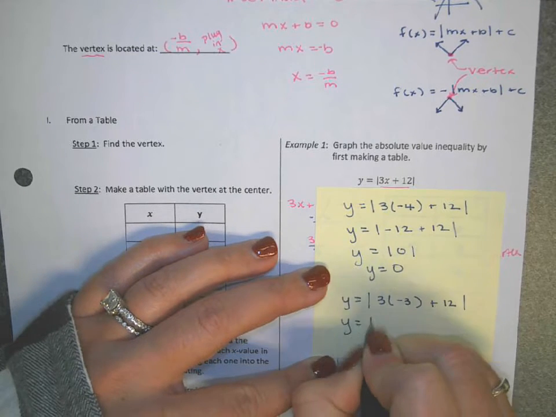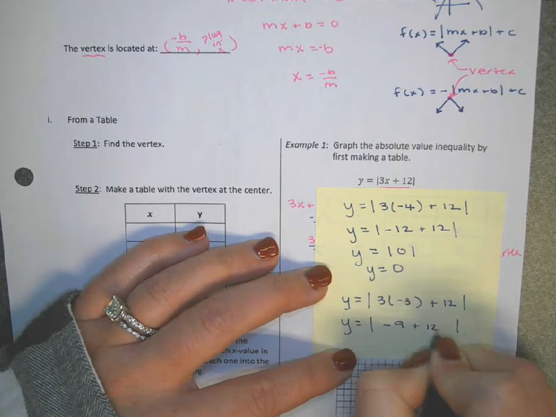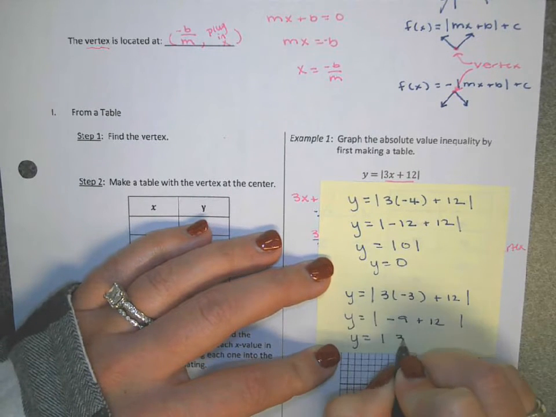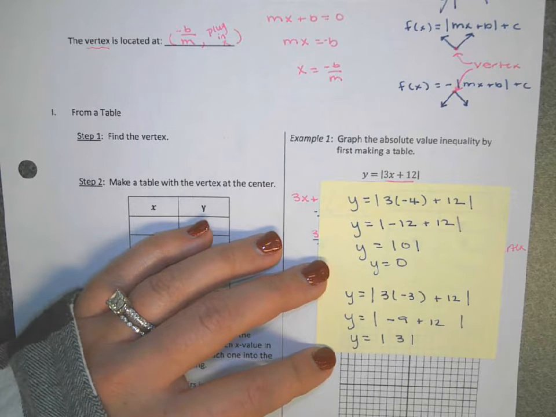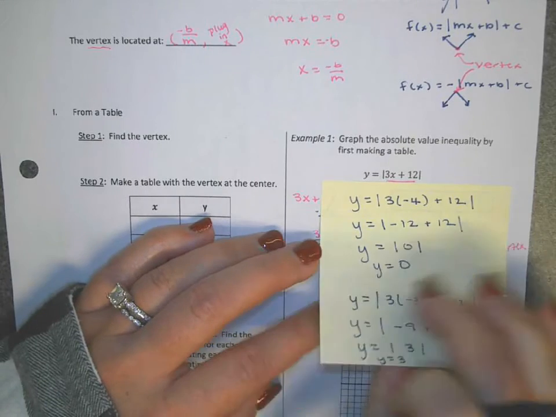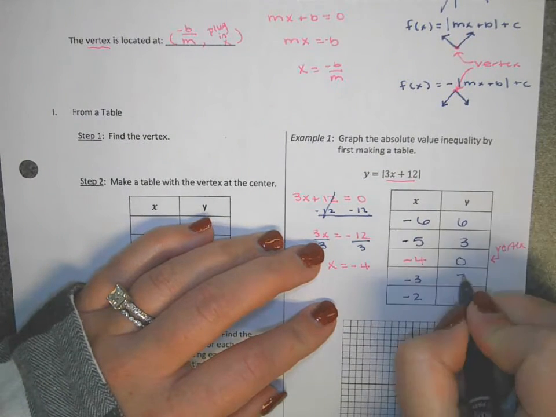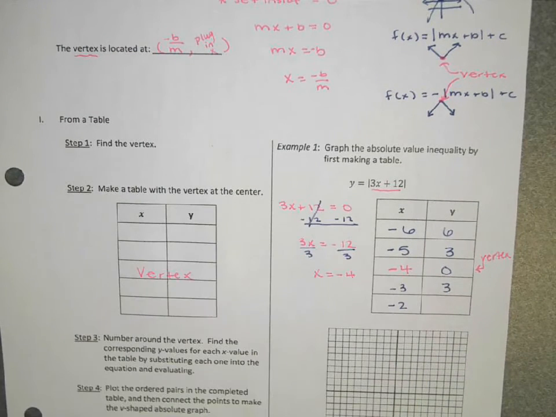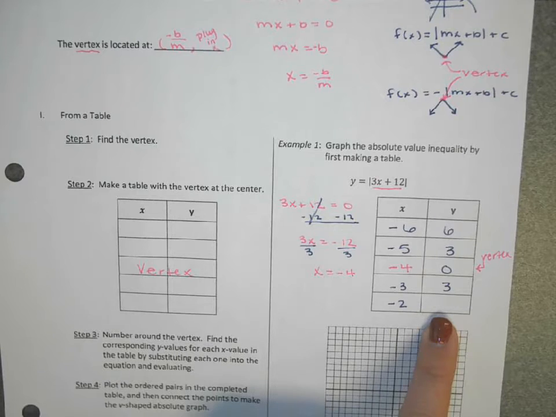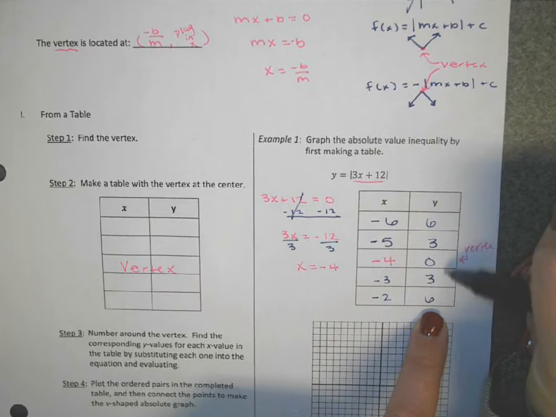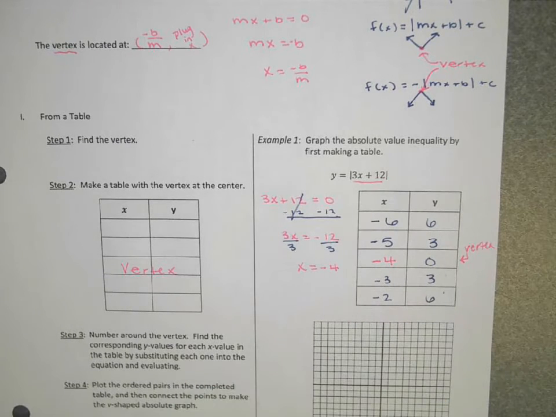Y equals the absolute value, that'll be negative 9 plus 12. Negative 9 and 12 is 3. How far away is 3 from 0 on the number line? No, it's positive. It is positive. Notice that on both sides of 0, you have 3. What do you think the y value at negative 2 is going to be? 6. It is a mirror image around that vertex. So you should be able to see that mirror image around that vertex.